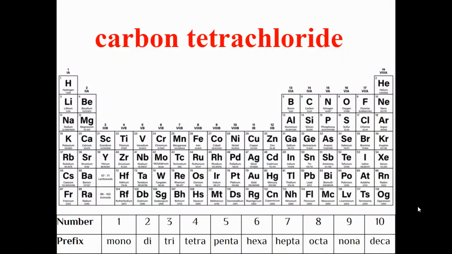Carbon tetrachloride. Carbon on the periodic table is C. That's the symbol. There's no prefix in front of carbon, so it's just a C with no subscript. Then we have tetrachloride. Remember, this is a two-part word. The prefix tells you the number we're going to write after the symbol. So really we need to look at the periodic table for chloride. But again, don't forget that IDE was changed. So we need to look for the original form of chloride.